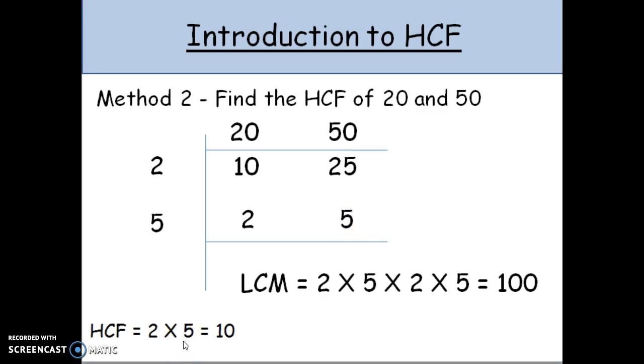So the way to get the HCF is this. You go 2 times 5 to get here. And to get the LCM, if you are interested, just make a giant L. And you can see that it's going to be 2 times 5 times 2 times 5 to get you a result of 100. Now let's try a couple of exam questions.